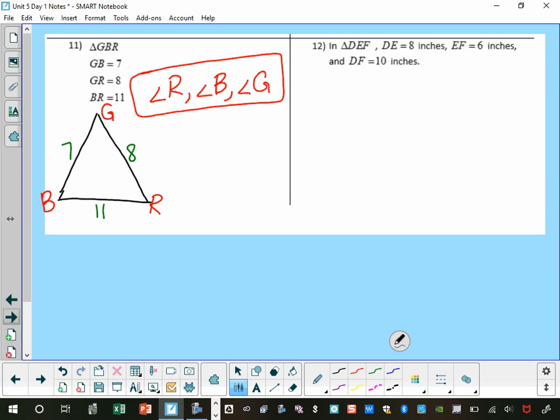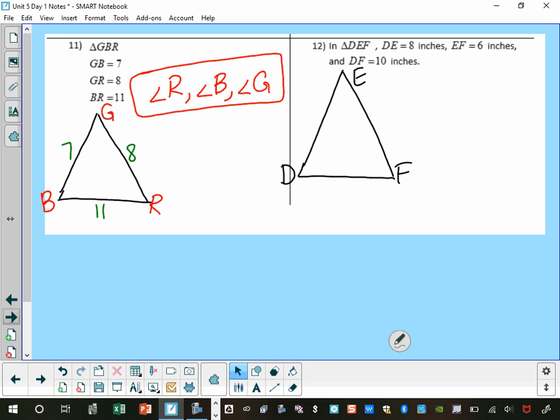For number 12, we're going to draw it again, a triangle DEF. DE was 8, EF 6, and DF was 10. Notice this time my first letter went to the bottom here. It doesn't matter. You can just put it wherever you want. Just make sure that your letters are matching up with whatever numbers you have.